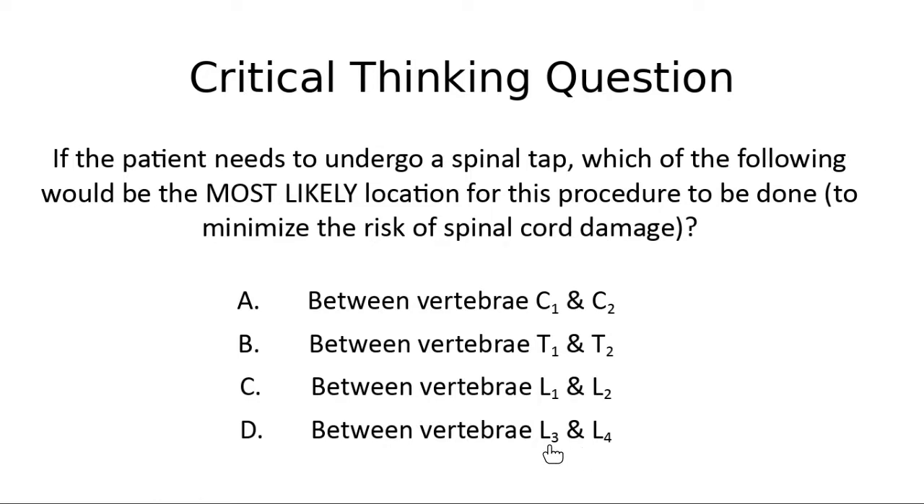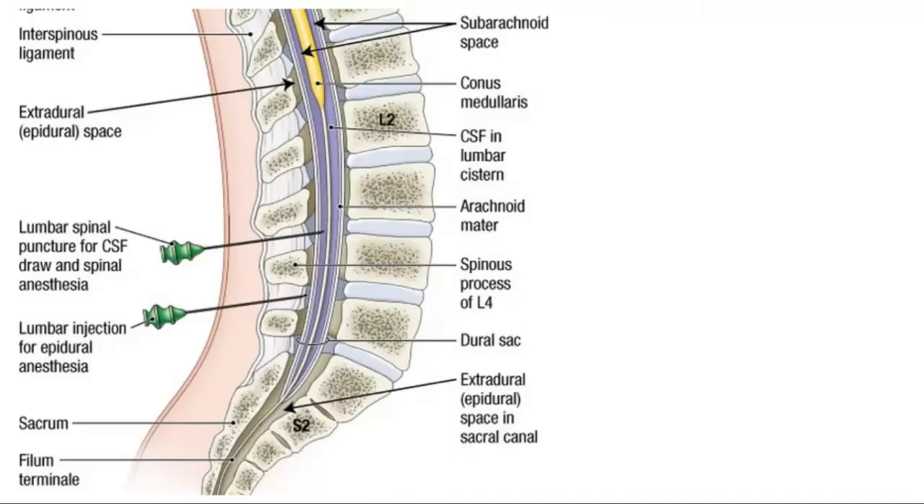do a spinal tap between L3 and L4, between your third lumbar vertebrae and your fourth lumbar vertebrae. We're going to do it down very low in your back. We'll go in between the spinous processes of L3 and L4. That's where we send the needle in to make sure we don't hit the spinal cord.